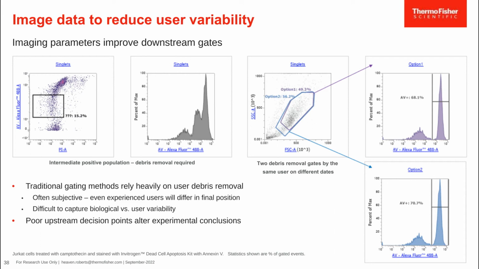And what was interesting in this is that I had the same user gating on 2 separate days. You can see that where I have option 1 and option 2, I tend to draw these gates very similarly. I make little coffins for my dead cells and my apoptotic cells. At first glance, they look very similar. But even a very minor difference can pretty heavily influence your downstream outcomes. So if I'm trying to remove debris through manual gating, sometimes I can be inadvertently introducing error.